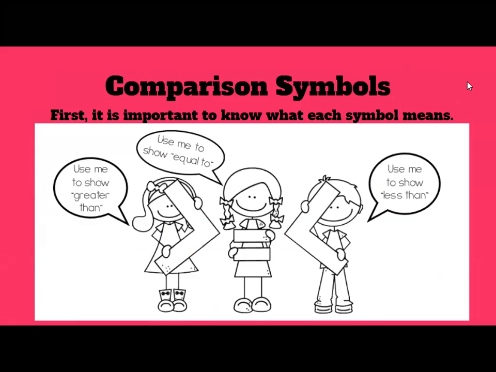First, it is important to know what each symbol means. As you see on the screen, the greater than symbol is the symbol that opens up to the left. Of course, the equal sign is the two lines, one on top of each other. They show equal to. And then the sign that opens up to the left is our less than symbol.